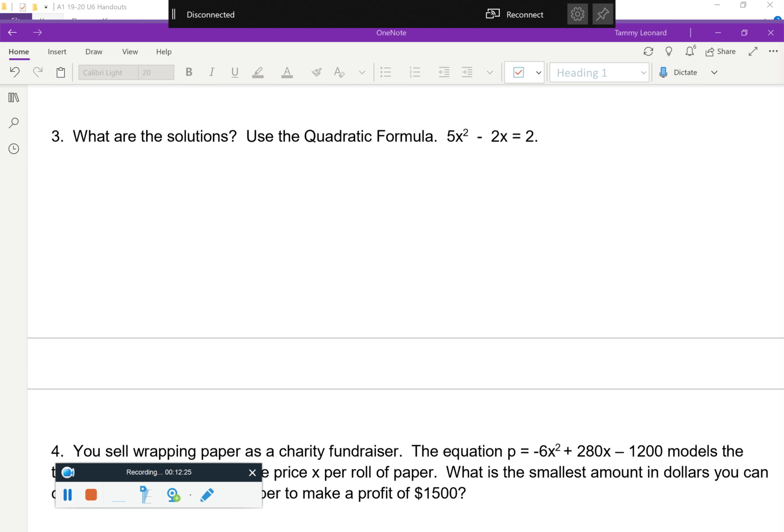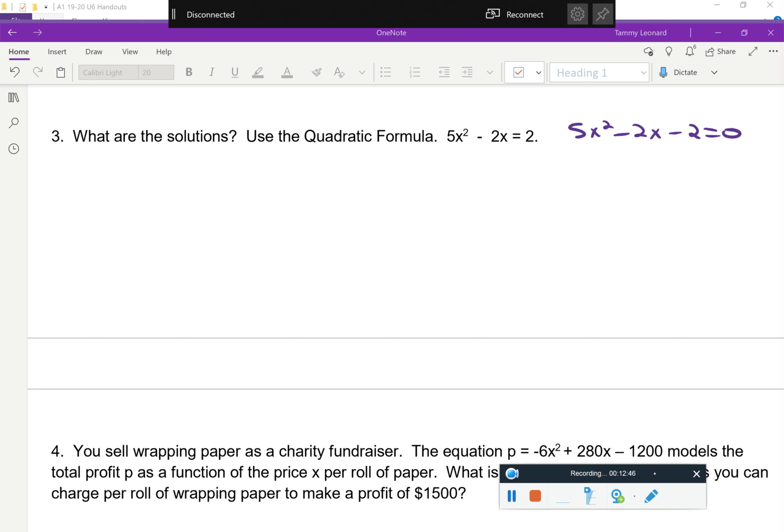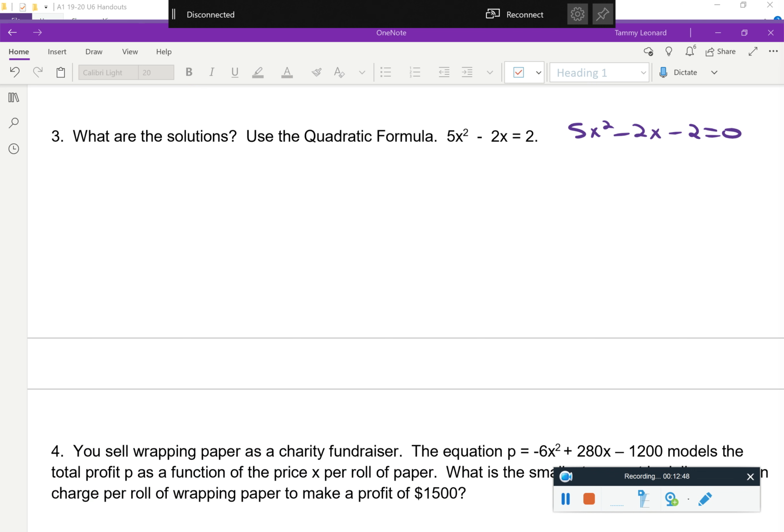Everybody good? Yeah? Yes. All right. It says, what are the solutions? Use the quadratic formula. And we have this equation, 5x squared minus 2x equals 2. And right away you should be like, wait, it's not ready. Yeah, I have to subtract 2 from each side because unless this thing has 0 on one side, it's not eligible for the quadratic formula. So we've got to make that happen first. Then we can start plugging into the quadratic formula. Now, look at your formula. What is the first thing in your formula?